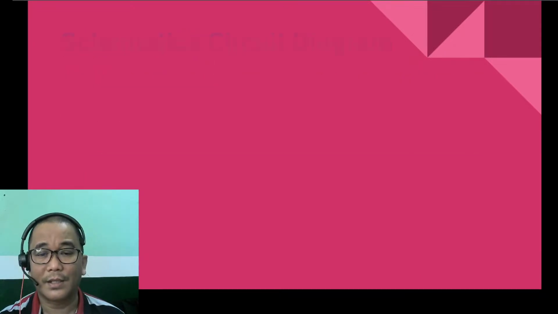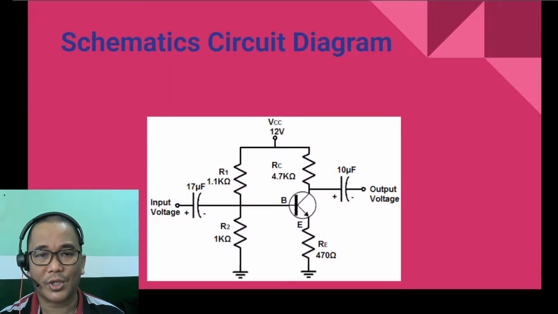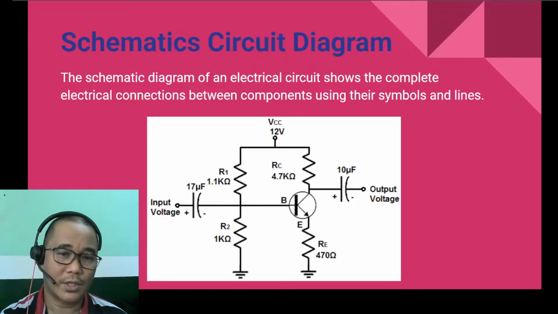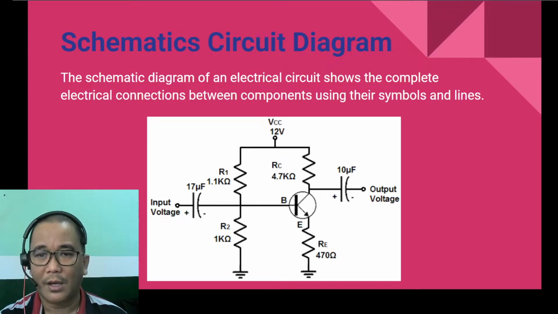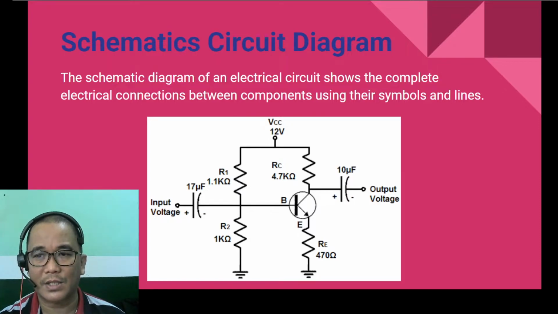The next one is what we call the schematic circuit diagram. When we say schematic circuit diagram, it is an electrical circuit that shows the complete electrical connections between components using their symbols and lines. Unlike a wiring diagram, it does not specify the real location of the components. The lines between the components do not represent real distance between them.